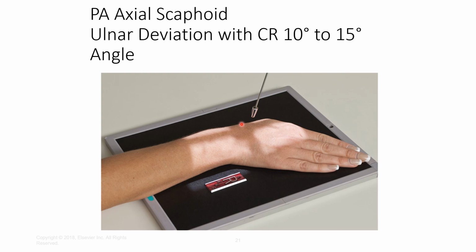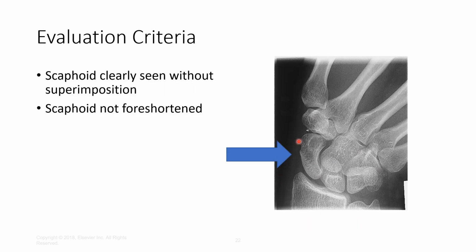Sometimes they'll call that the snuff box. If you lift up your thumb, if your hand is flat, you see a little indentation towards your wrist when you lift up the thumb. That is typically where your scaphoid is. And if this is done correctly, then it kind of highlights the scaphoid. It's clearly seen without any superimposition. It's not foreshortened, and this is figure 4.101 on page 154.